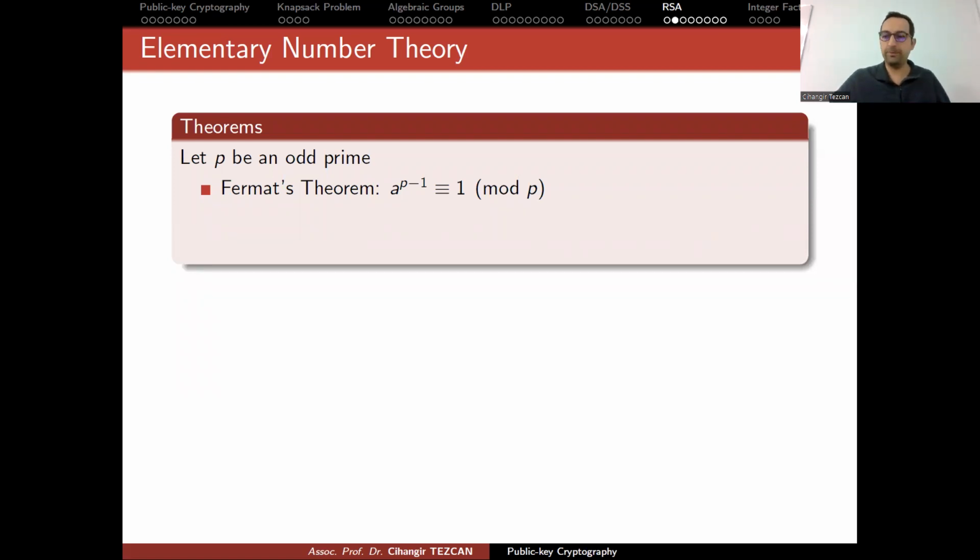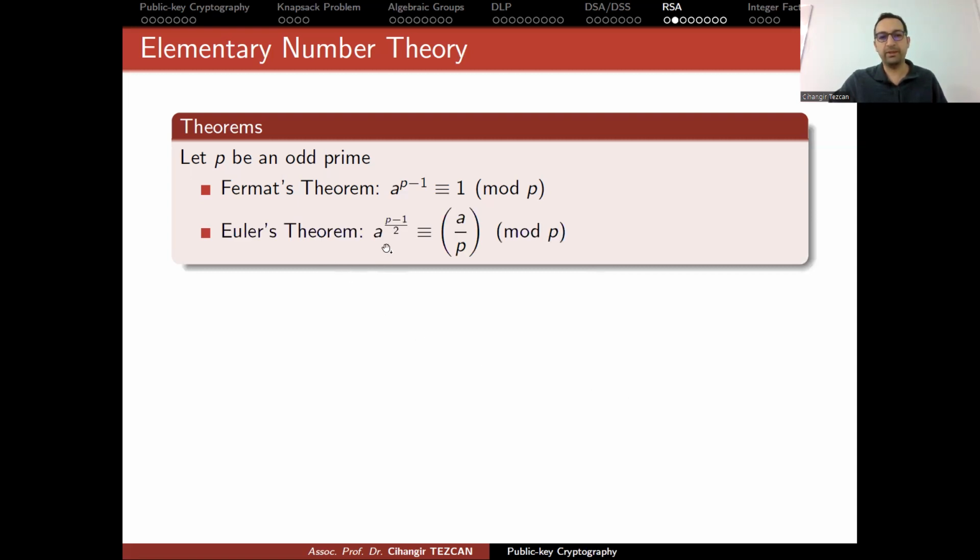I'm not going to prove them, just take them as a fact. So let p be an odd prime. Fermat's theorem says that a to the p minus 1 is equivalent to 1 modulo p. We are going to use it in the case when we want to check primality. So once we want to know if a number is prime or not, we are going to use the following theorem. This is why these theorems are important.